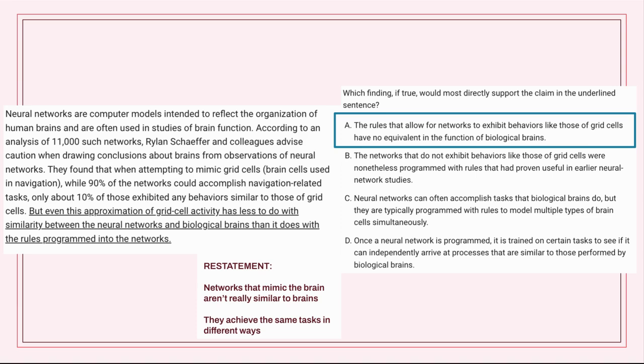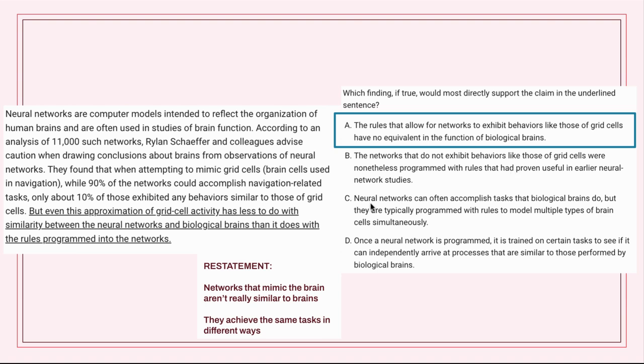So B: the networks that do not exhibit behaviors like those of grid cells were nonetheless programmed with rules that had proven useful in earlier neural network studies. Well, this isn't really drawing an explicit difference between the network and the brain. From this, I can't just look at this and say, okay, so then networks and brain are really not that different, or are really different. This doesn't say anything about the rules programmed in the brain. It's just saying that sometimes the rules work, sometimes they don't, but it's not actually saying how similar or different they are from the actual brain.